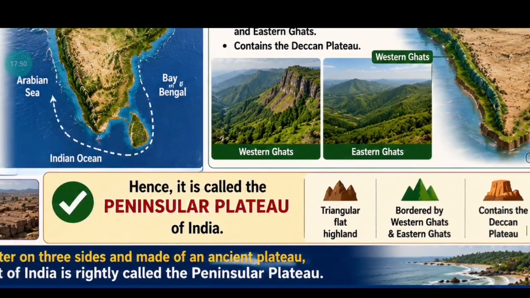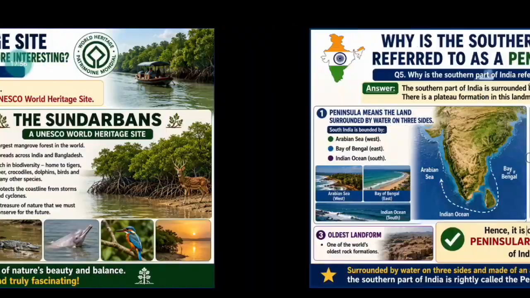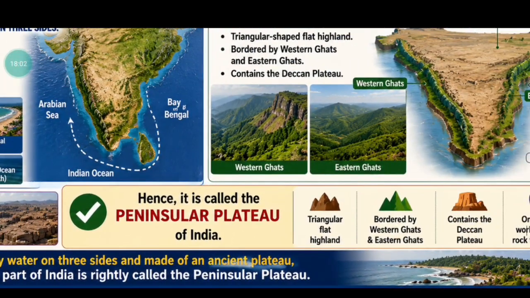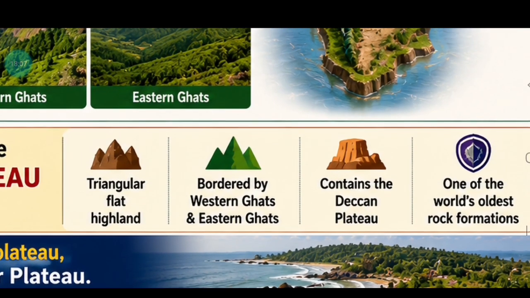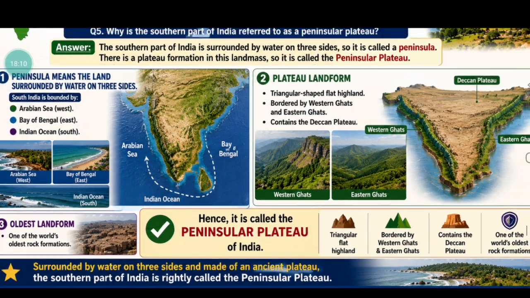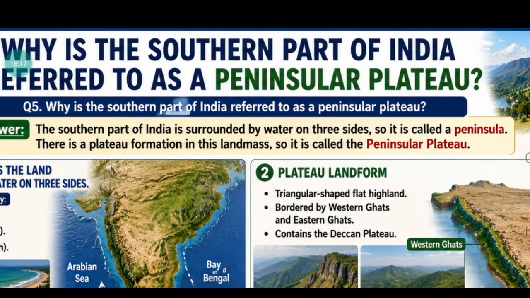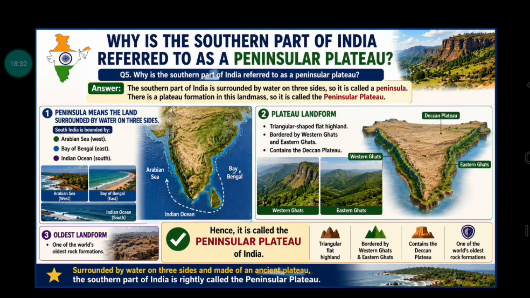So Western Ghat, Eastern Ghat images you can see here. So beautiful. And note this point, this is the oldest landform. So here it is called Peninsular Plateau of India: triangular flat highland bordered by Western Ghat and Eastern Ghat, containing Deccan Plateau, one of the oldest landforms, right? If you want to write a simple answer, only this you can write: Southern part of India is surrounded by water from three sides, so it is peninsula, and there is plateau formation, so that is why it is called peninsular plateau. In detail, if you want to write, this entire answer is yours, right?